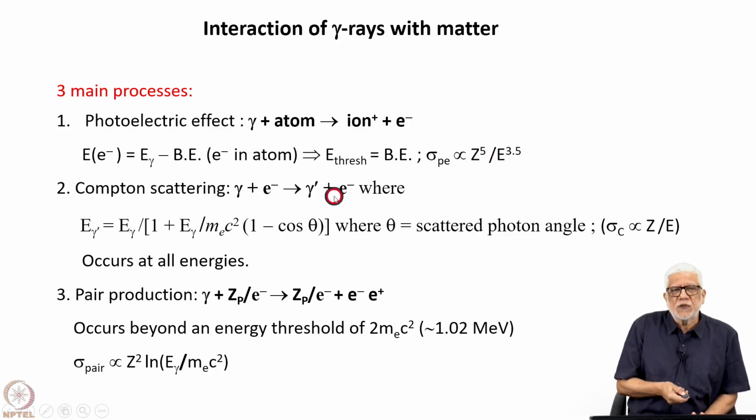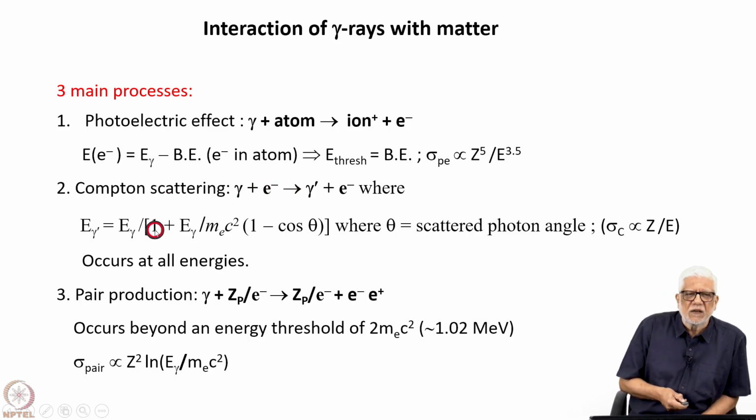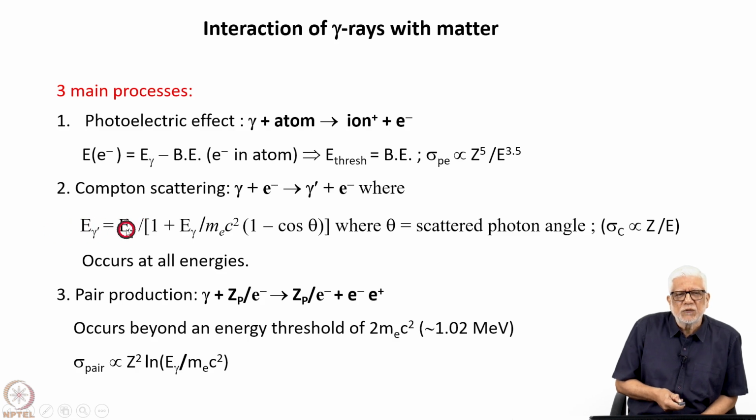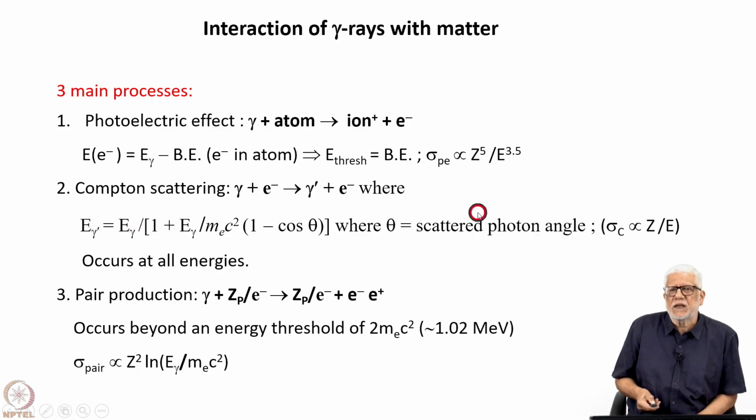The second process is that of Compton scattering, where a photon interacts with an electron to produce a scattered photon and a recoil electron. So, this electron could be bound or it could be free in a metal, I mean semi-free, because of course, it has a work function, even for the conduction electrons in a metal. So, the scattered photon energy is related to the incident photon energy by this relationship, where theta is the scattered photon angle. The probability for such a Compton scattering process is proportional to Z of the target and inversely proportional to the energy. Of course, it occurs at all energies.